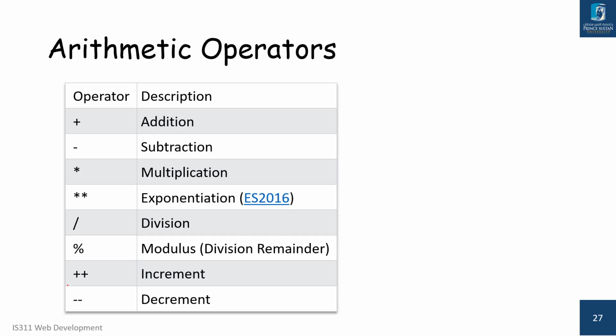Inside the JavaScript language, we also have the arithmetic operators. We have addition, subtraction, multiplication. This double star is actually exponentiation. For example, if I want to calculate 4 raised to the power 5, then in JavaScript I will write 4 star star 5. That will calculate 4 raised to the power 5. Okay, so that is this one.